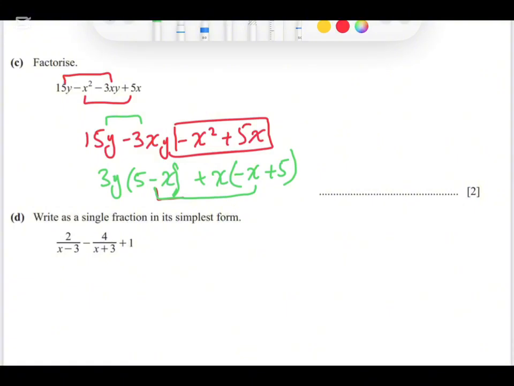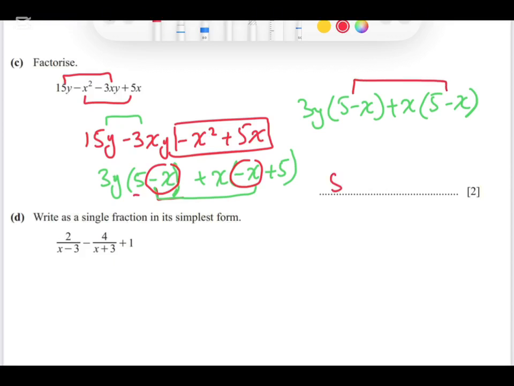As you know, this is 5 minus x and this is minus x plus 5. Both are the same thing. I can write it like this: 3y(5 minus x) plus x(5 minus x). As you see, in both x is negative. It does not matter that 5 is written first in the first bracket and negative x second, while in the second bracket negative x is written first and 5 after. You have to see the signs are the same: negative x, positive 5. So now you can see that both have the same bracket, so we will write 5 minus x one time, and on the outer side we have 3y plus x. So this will be our final answer.